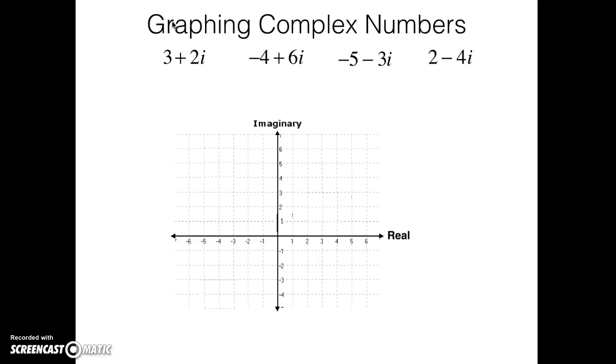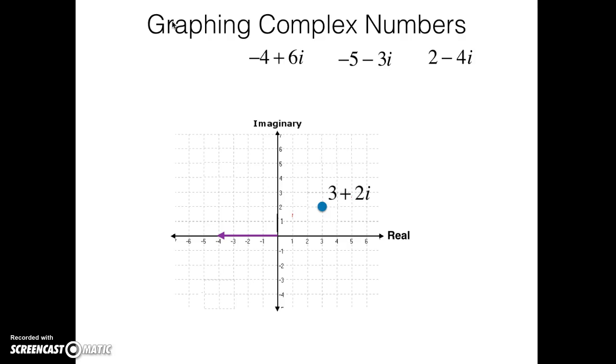On our graph, the horizontal axis represents the real numbers, and the vertical axis is the imaginary numbers. So to graph 3 plus 2i, we're going to go to the right 3 units on the real axis, up 2 units on the imaginary axis, and plot our point right here. So here is 3 plus 2i.